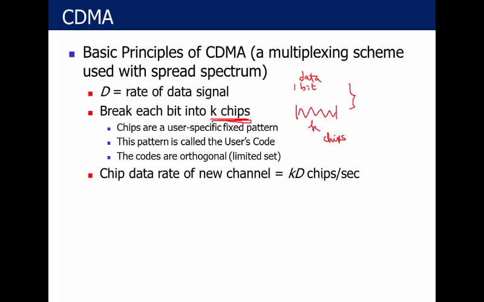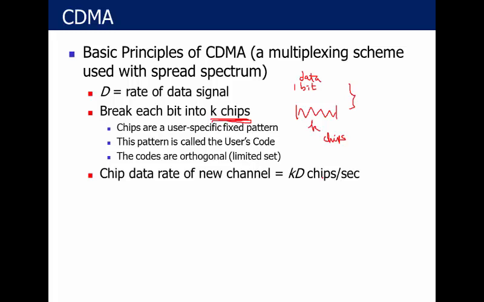It's very natural to spread one bit over K spaces. We call them K chips. Chips are a user-specific fixed pattern. User-specific means depending upon the devices. This pattern is called the user code. The codes are orthogonal.